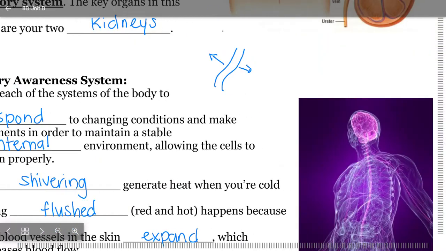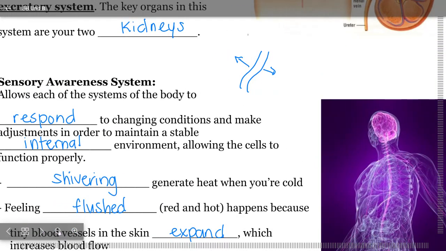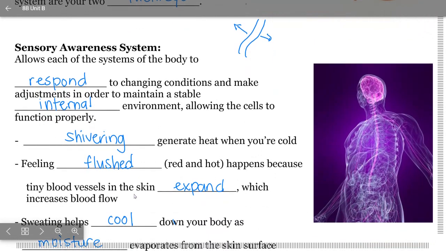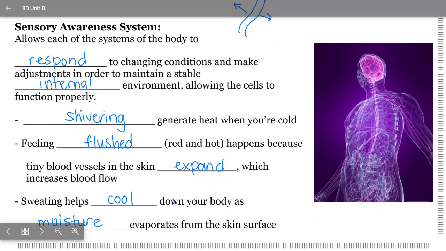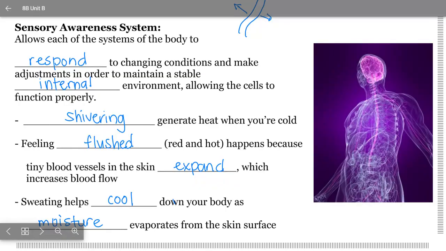Now, the sensory awareness system allows each of the systems of the body to respond to changing conditions and make adjustments in order to maintain a stable internal environment, allowing the cells to function properly. The sensory awareness system can also be called the nervous system.